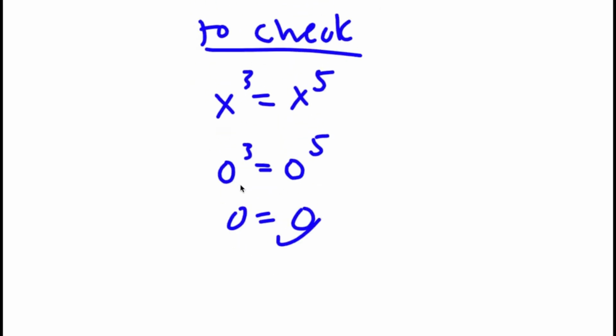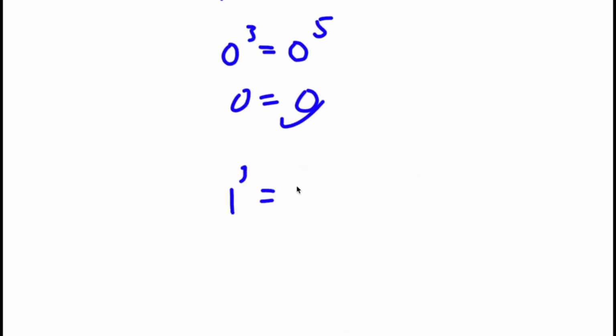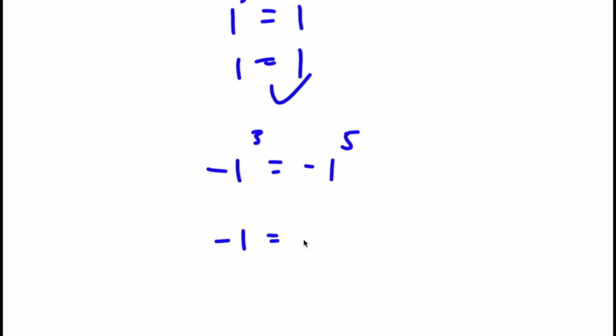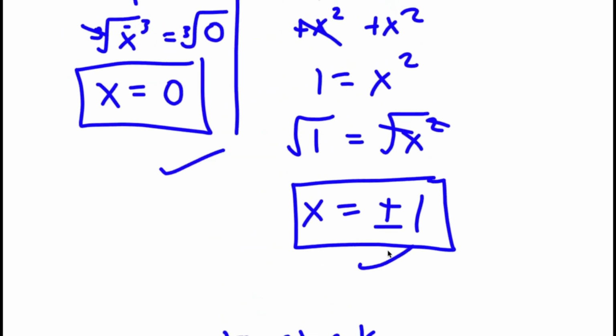right. So now if x equals 1, I have 1 to the power of 3 is equal to 1 to the power of 5. 1 to the power of 3 is 1, 1 to the power of 5 is 1, so this is right. And finally, if it's negative 1, I have negative 1 to the power of 3 is equal to negative 1 to the power of 5. Negative 1 to the power of 3 is negative 1, negative 1 to the power of 5 is negative 1, so this is right as well. So all three of my solutions are right.